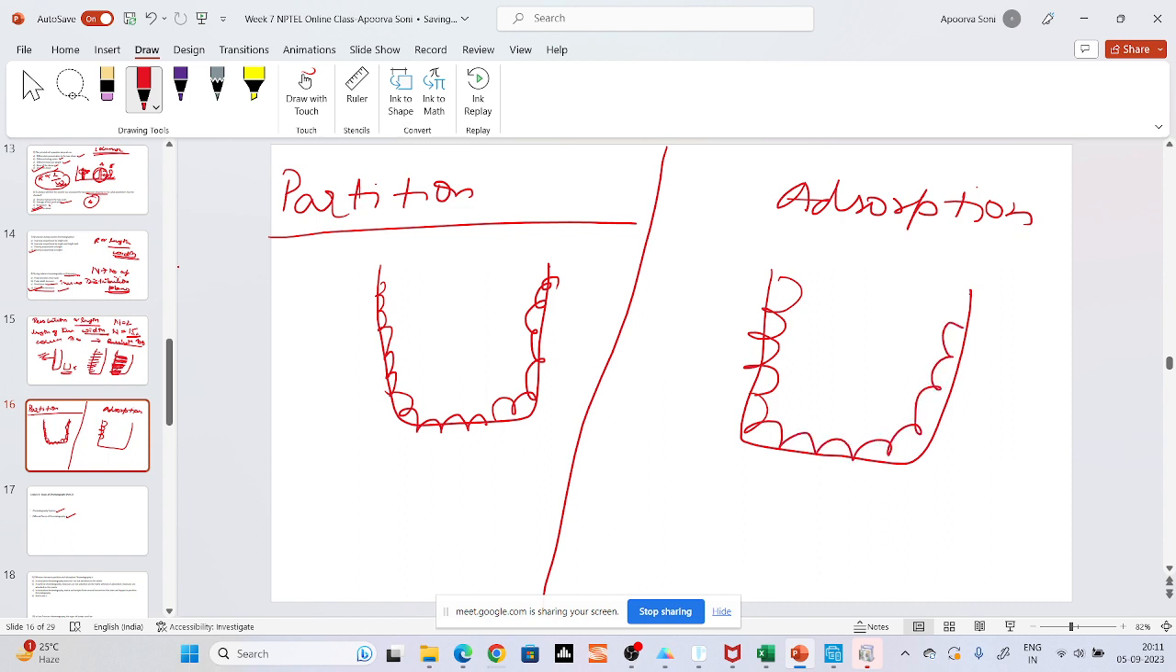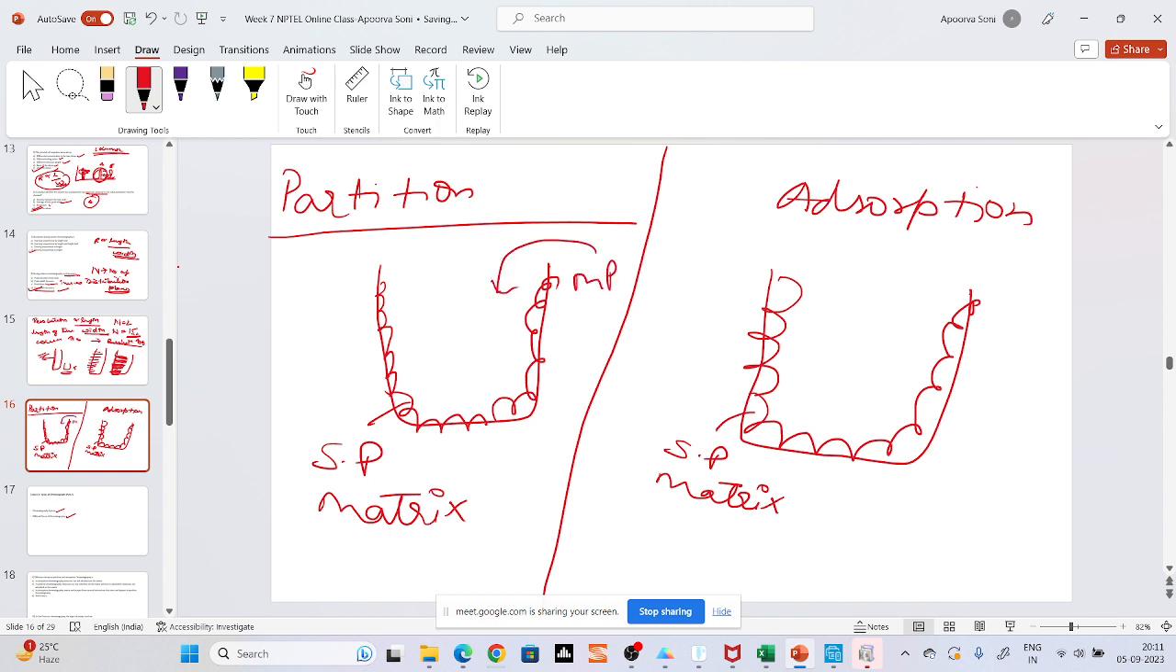Fine. This is your stationary phase matrix. Now, this is your mobile phase. And this is the mixture of analytes that you want to separate. I am just naming it as A.